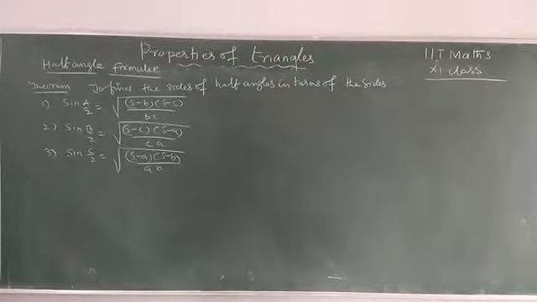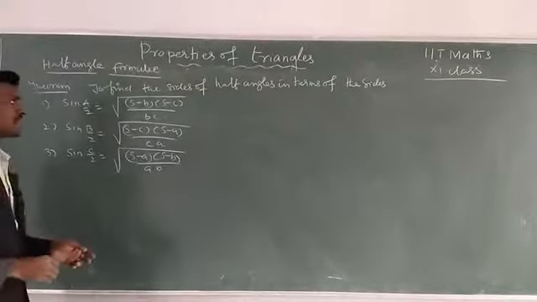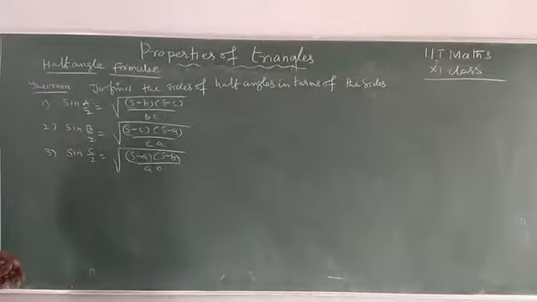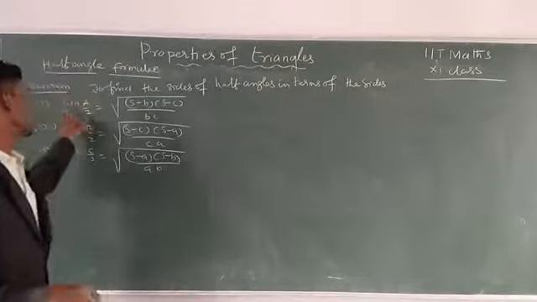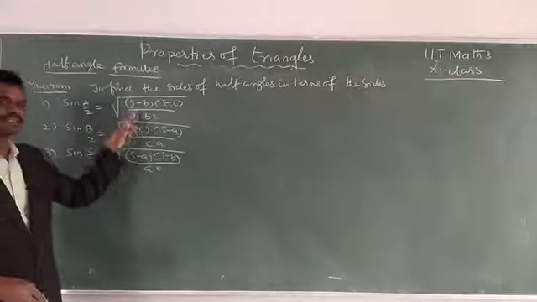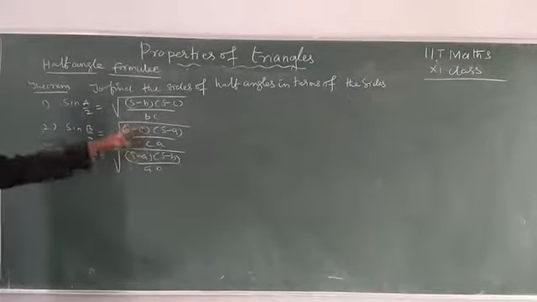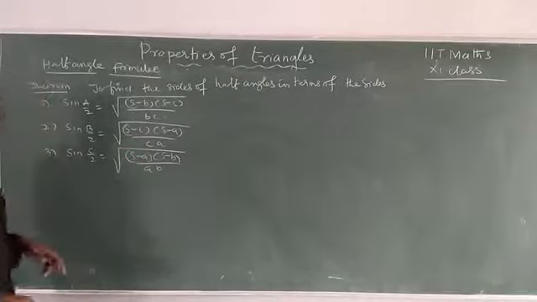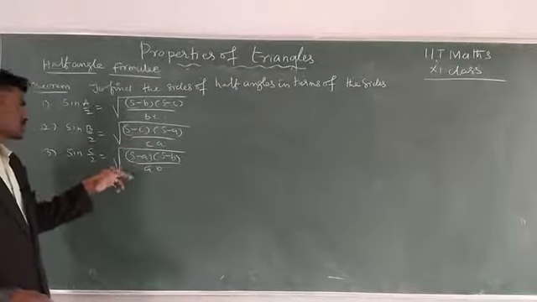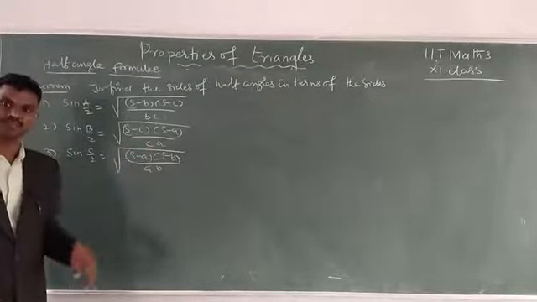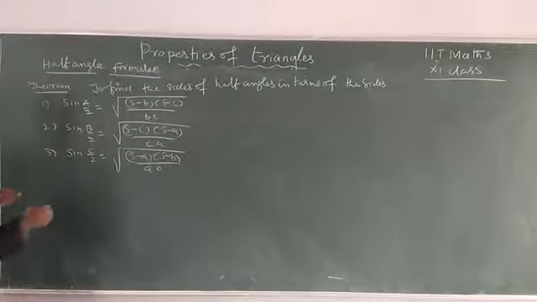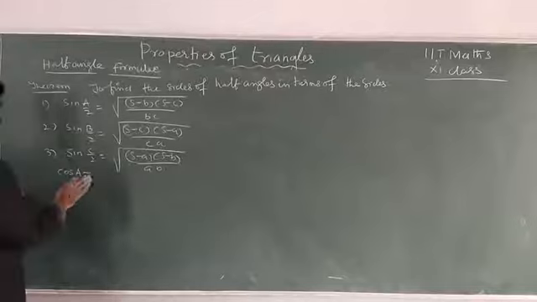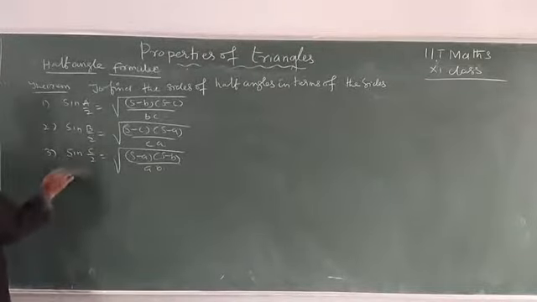Okay, next one is half angle formulas, to find the half angles in terms of the sides. sin A/2 is equal to under root of (s minus b)(s minus c) by bc, and sin B/2 is equal to (s minus c)(s minus a) by ca, and sin C/2 is equal to (s minus a)(s minus b) by ab. See here, actually we know the cosine formula.